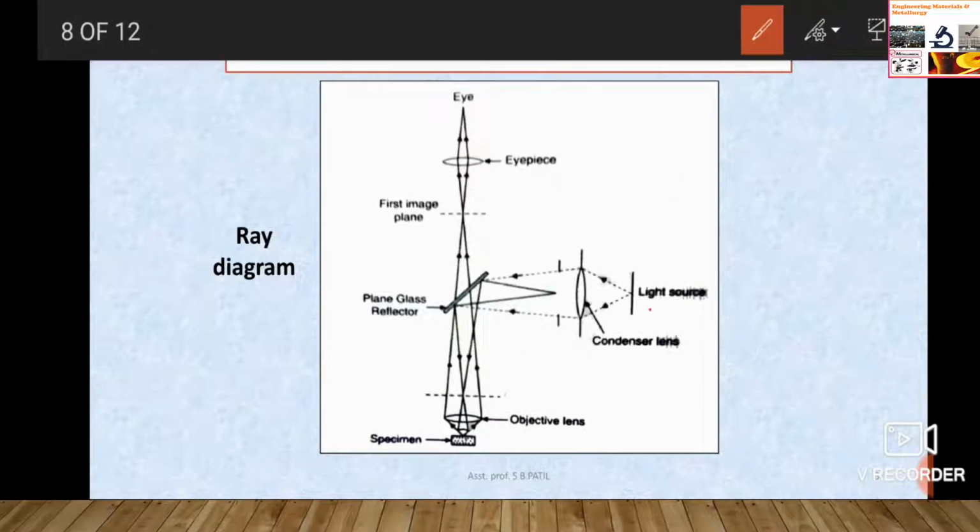Okay, so from the light source, see the path of the ray diagram to the glass reflector, then to the specimen, then through the objective lens to the specimen, then again to the objective lens. Okay, then it goes through the glass reflector, then it goes to the eyepiece, and then we'll see it in our eyes. Okay, so this is the procedure.